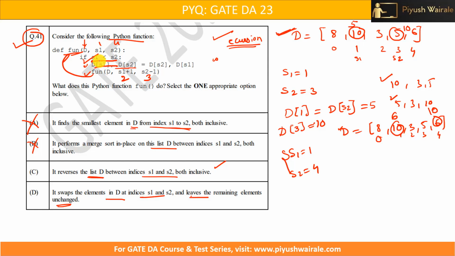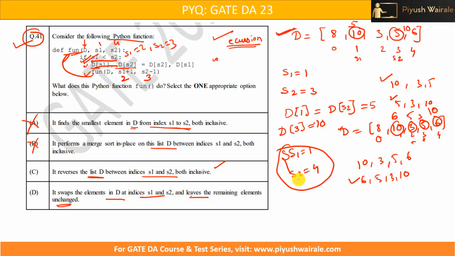Now again I am calling this particular function. Again this condition is correct here, right? So 2 is less than 3. Yes, that is true. Then we are simply swapping, right? So for the next recursion, S1 is 2 and S2 is 3. So we are swapping the second and third elements. So instead of 3 it will be 5, instead of 5 it will be 3, right? So what we have done here, previously it was 8, 10, 3, 5, 6, between S1 and S2 (indices 1 and 4). Now it is 6, 5, 3, 10. So we have reversed this particular list between the indices S1 and S2.